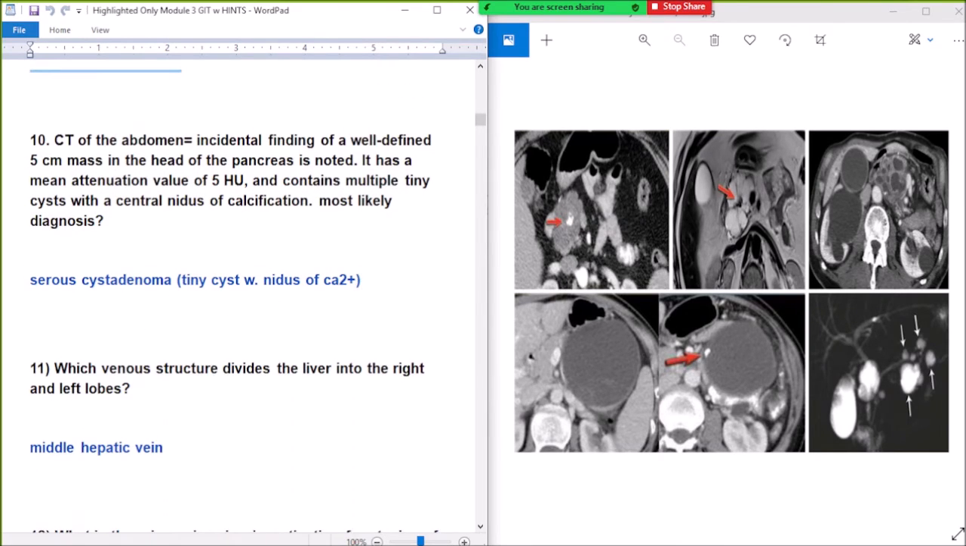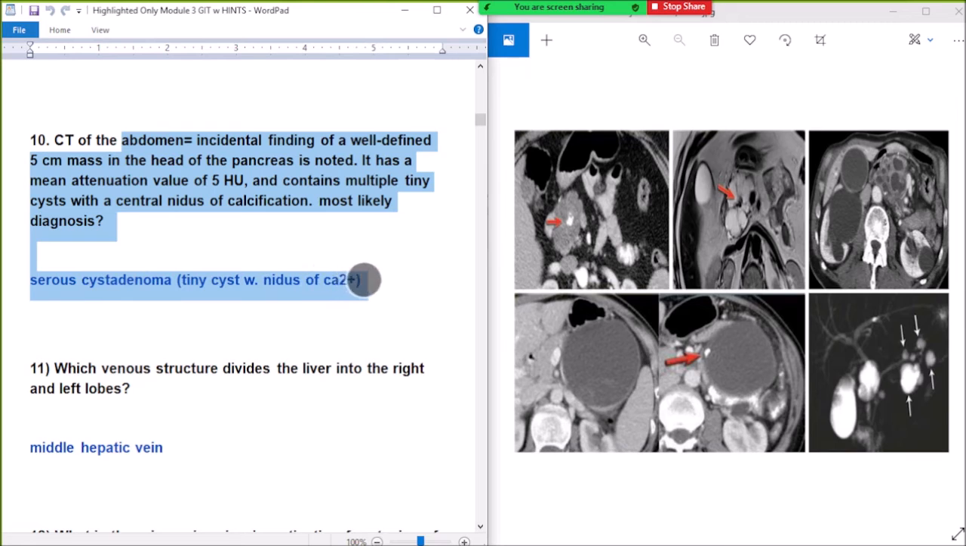Okay, question number 10. A CT scan of the abdomen shows an incidental finding of a well-defined 5 cm mass in the head of the pancreas. It has a mean attenuation value of 5 HU and contains multiple tiny cysts with a central nidus of calcification. Most likely diagnosis: serous cystadenoma. Tiny cysts with nidus of calcification is seen in serous adenoma.